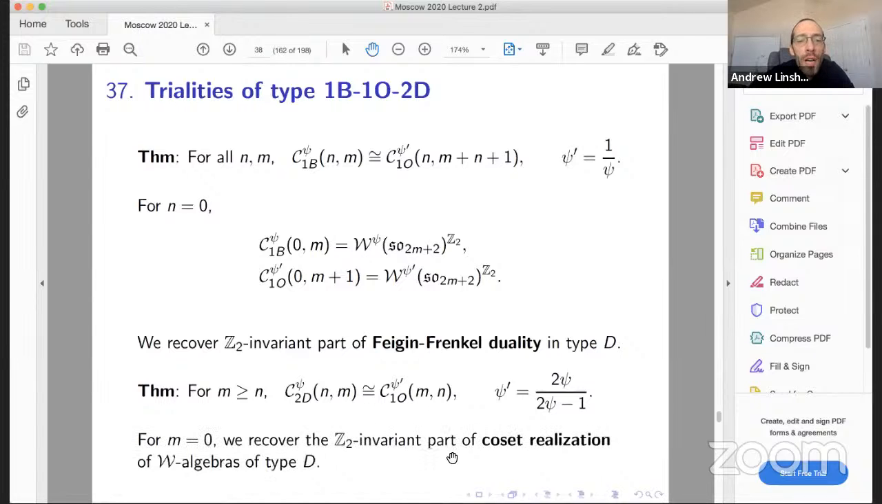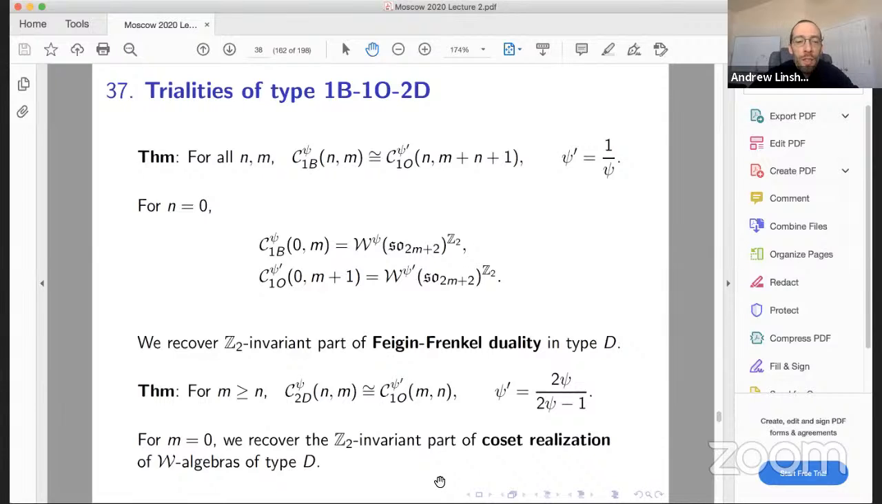And in this one, I can also specialize to recover the Z2 invariant part of the coset realization of principal W-algebras of type D. So these are probably very hard to remember, what all the notation is. So the slides will be posted so you can see this more slowly. I certainly couldn't remember just looking at this, but the point is that there are more families of trialities of these types. They mix different Lie types, and they are generalizations of a bigger variety of results.